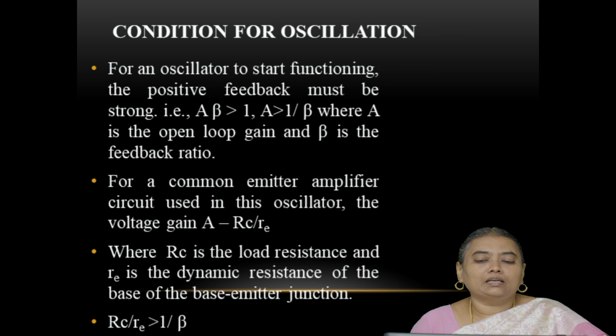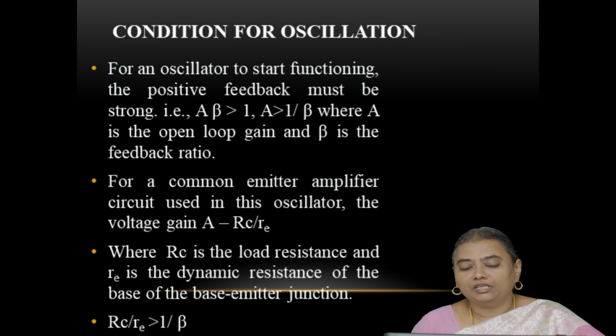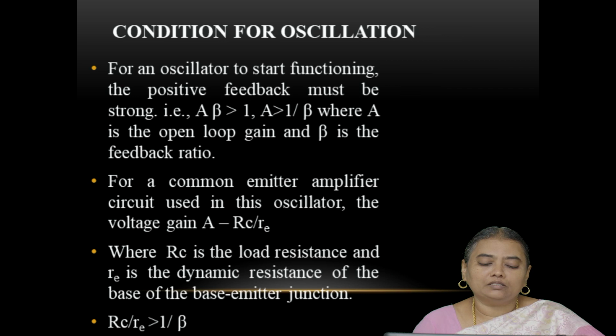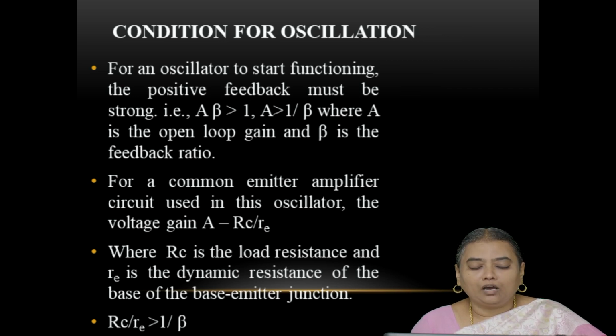Now we are going to see the conditions for oscillation. For an oscillator to start functioning, the positive feedback must be strong, that is, A beta must be greater than 1, or A is greater than 1 by beta, where A is the open loop gain and beta is the feedback ratio. For a common emitter amplifier circuit used in this oscillator, the voltage gain A is equal to RC divided by RE. RC is the load resistance and RE is the dynamic resistance of the base emitter junction. Now RC divided by RE must be greater than 1 by beta.